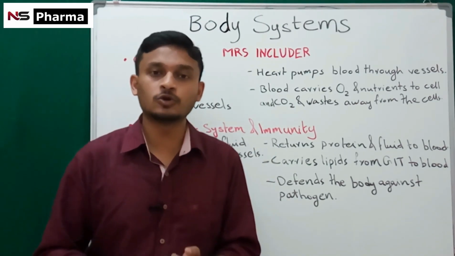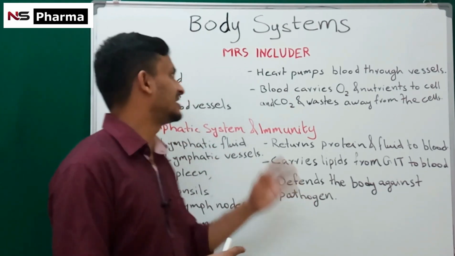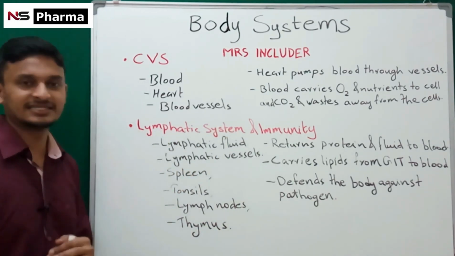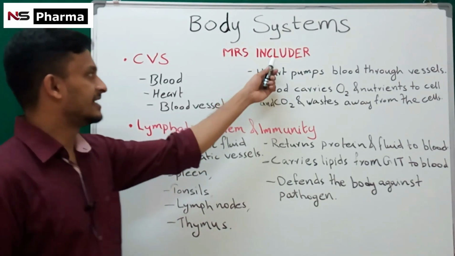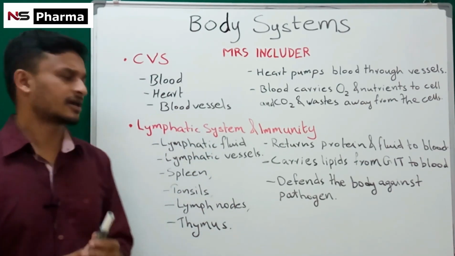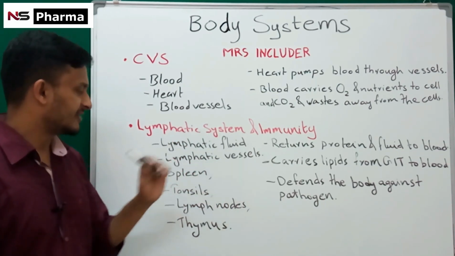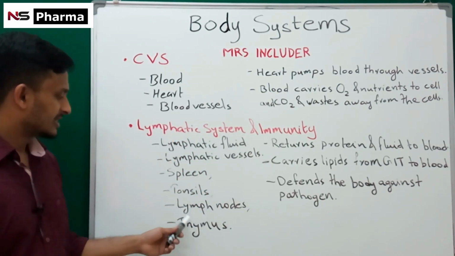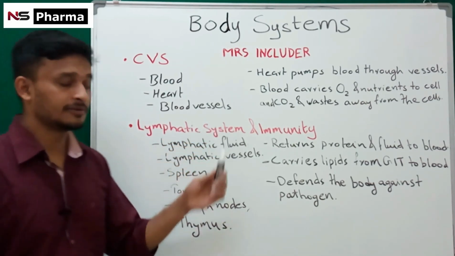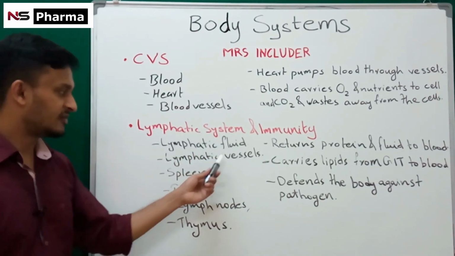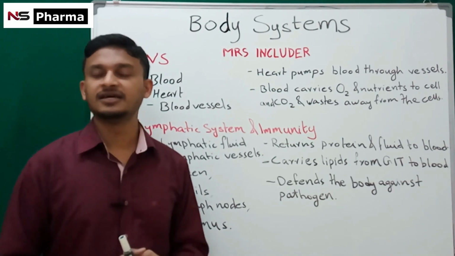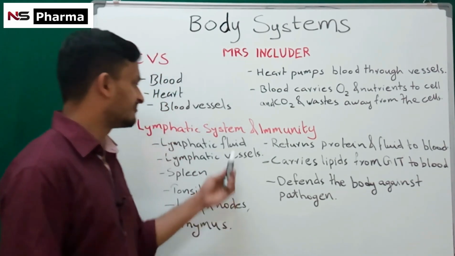Some other functions are also there, but as we are discussing the different body systems, these two are enough. Okay. Next one is lymphatic system and immunity, that is L. In the lymphatic system, what are the components? Lymphatic fluid, lymphatic vessels, spleen, tonsils, lymph nodes and thymus. These are the different parts of the lymphatic system.